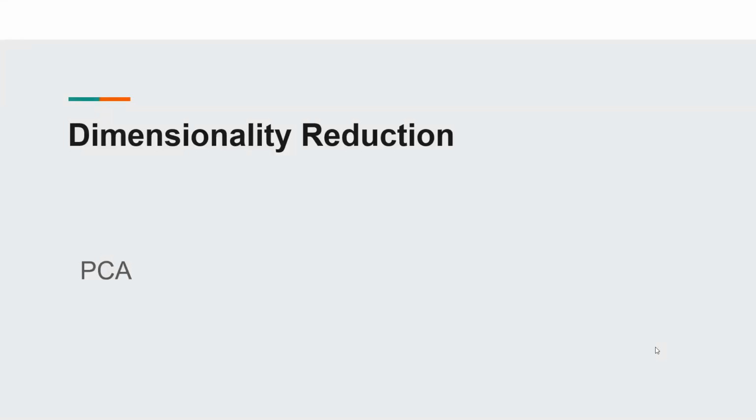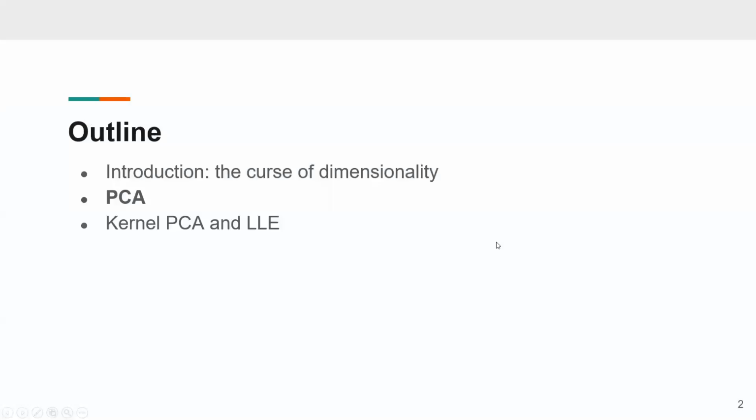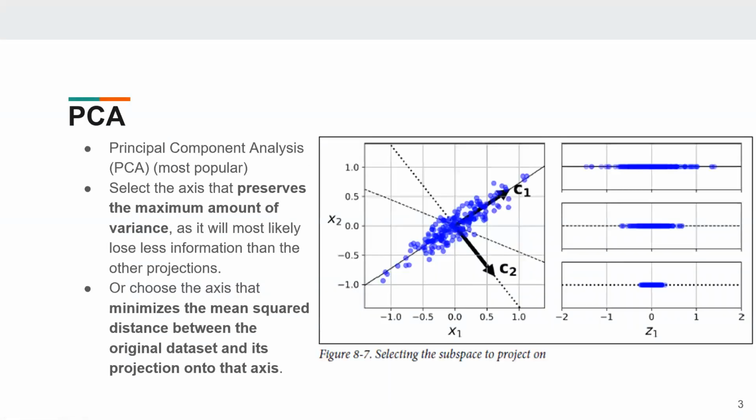Let's continue our discussion on dimensionality reduction. In this section we want to focus on an algorithm called PCA. PCA stands for Principal Component Analysis. It's one of the most popular dimension reduction algorithms that's out there.